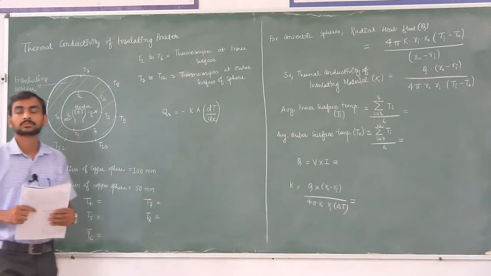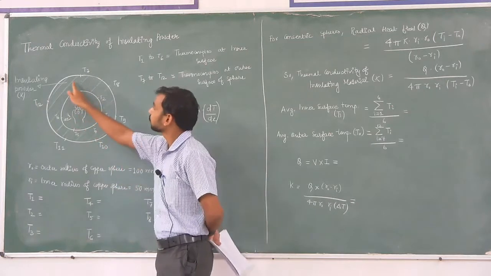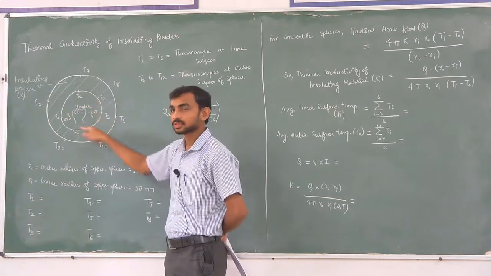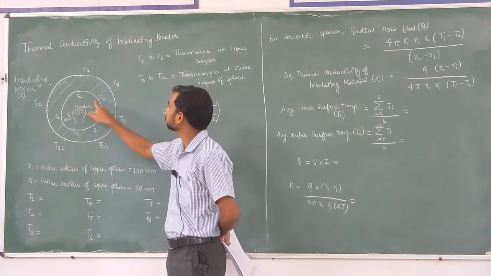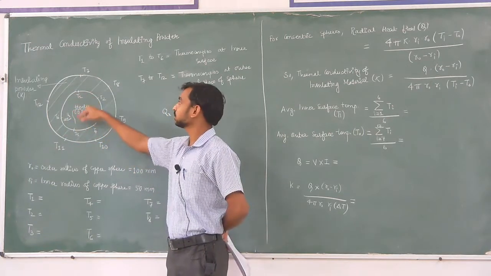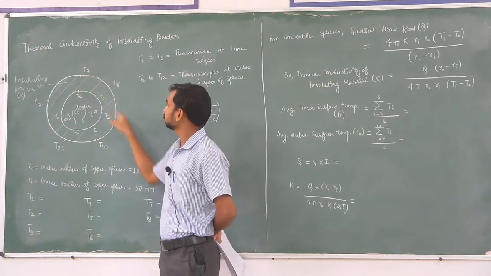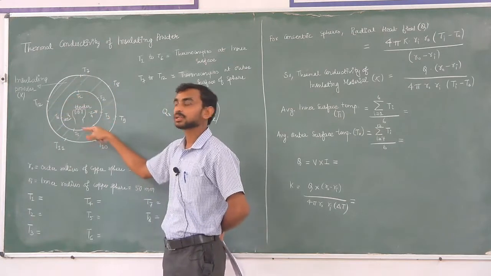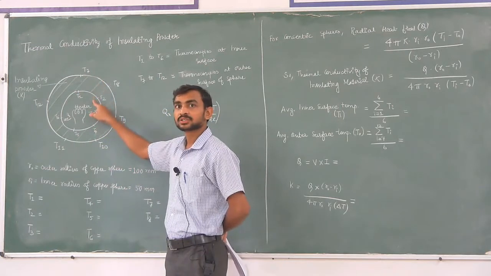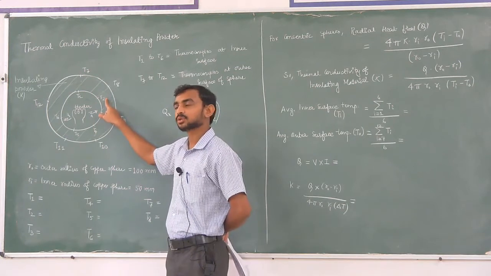So, here it is the concentric sphere made up of copper. The inner sphere consists of 6 thermocouples, T1, T2, T3, 4, 5, 6, in the inside copper sphere, and similarly from T7 to T12, 6 thermocouples at the outer copper sphere, and the space between this concentric sphere is filled with the insulating powder. Here it is a chalk powder.